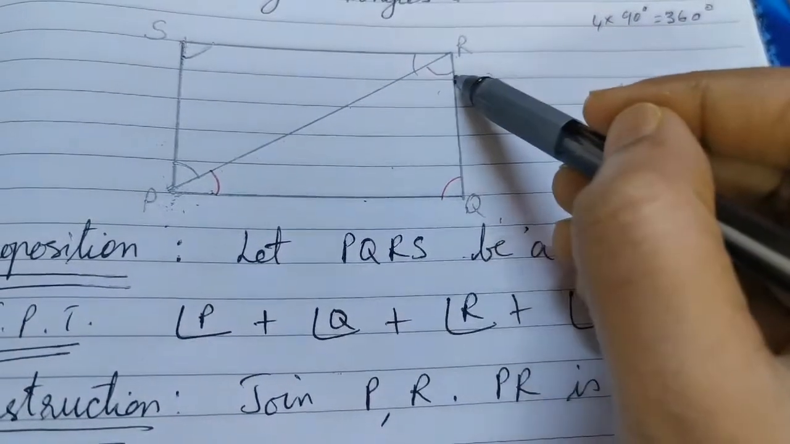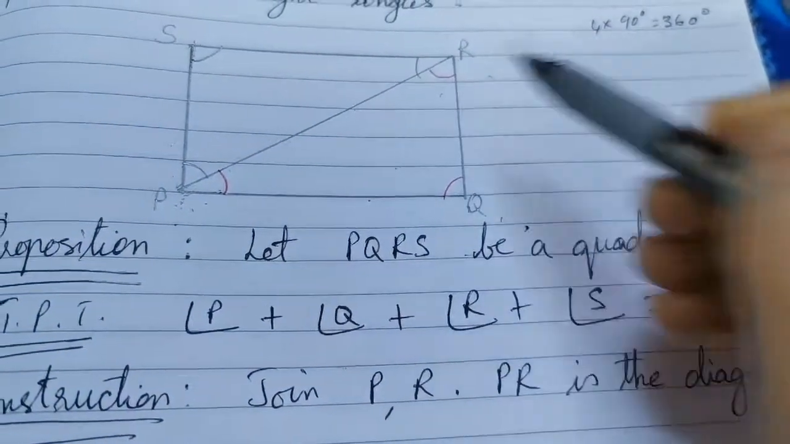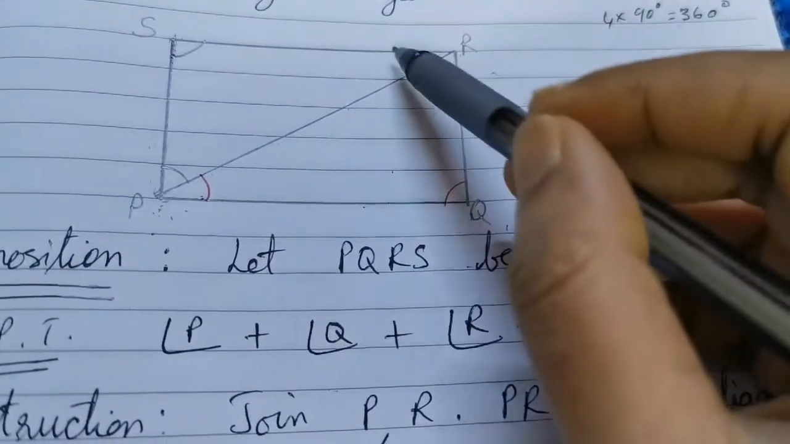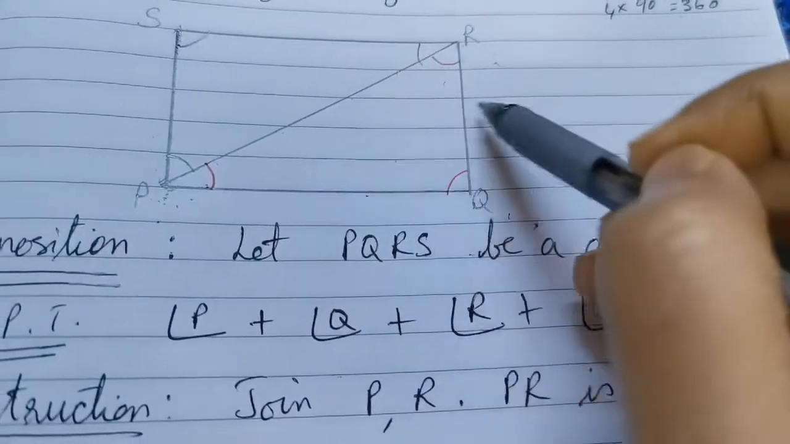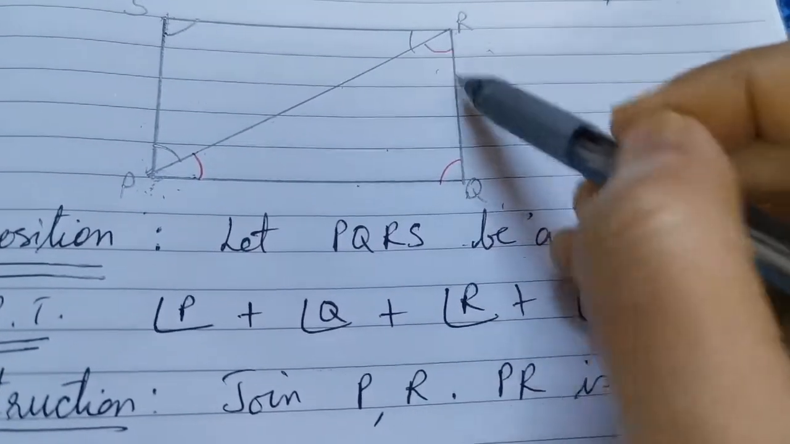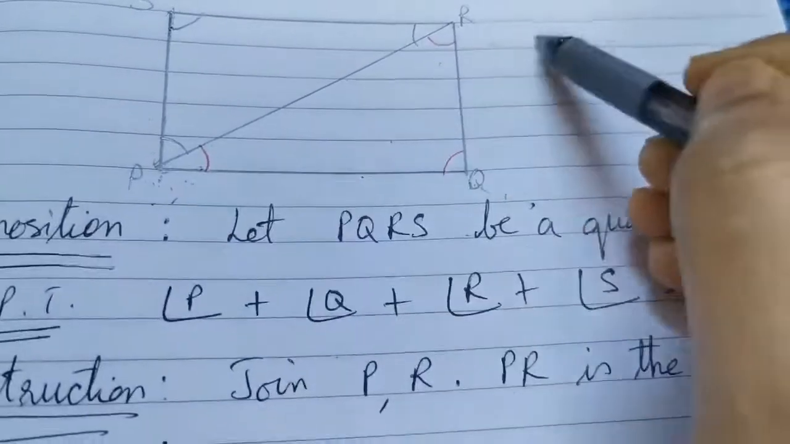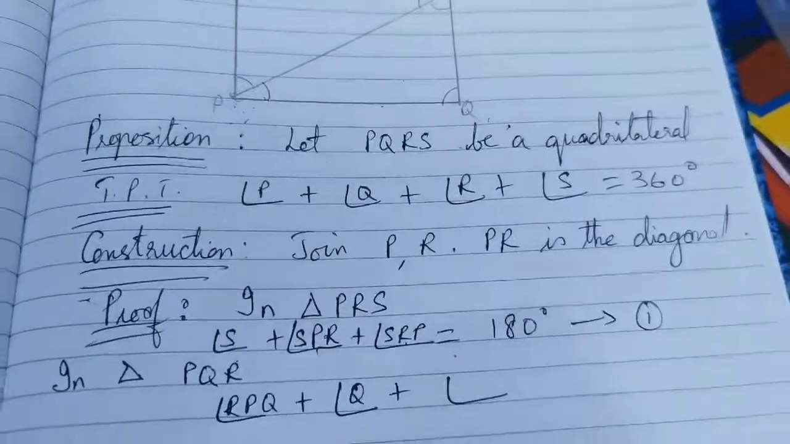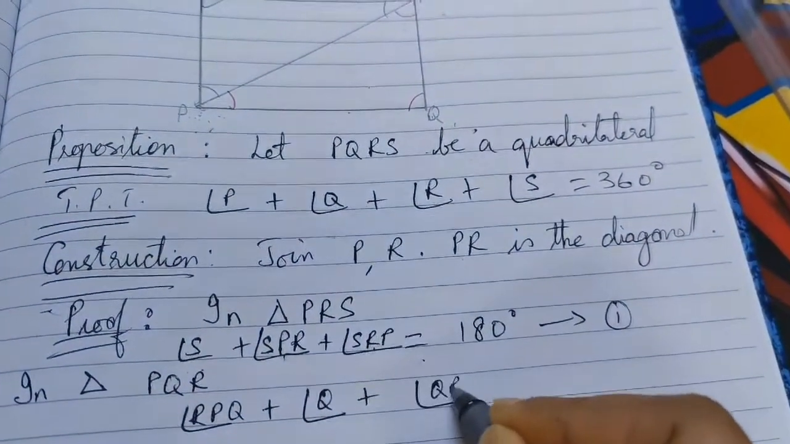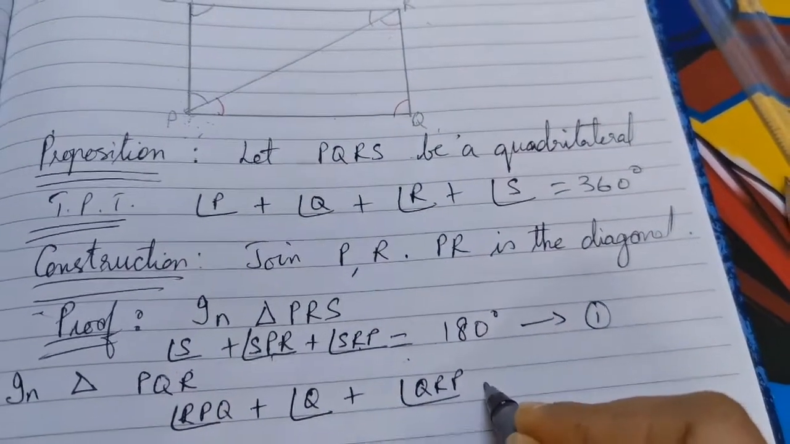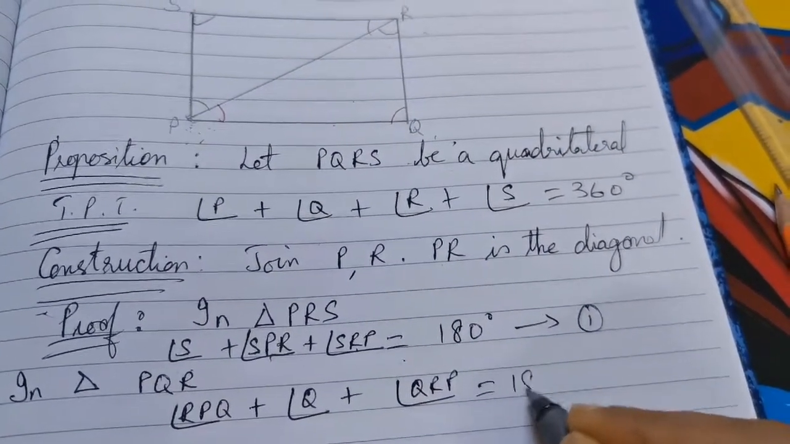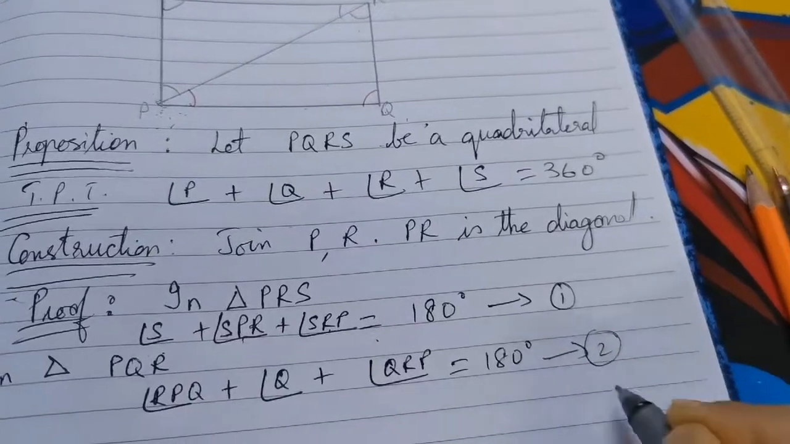So only this part is there in the second triangle. So there is no full R. The entire R angle is not available. Only a part is available, which is QRP or PRQ. So I name it as QRP. So the sum of the three angles is 180 degree. Now I got my second equation.